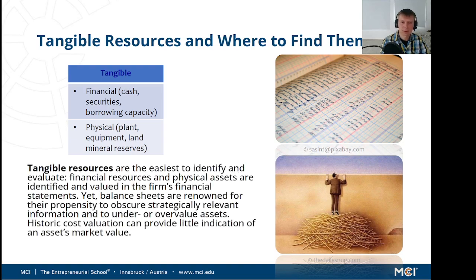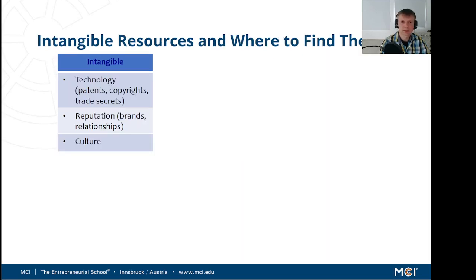So again, here the definition about the tangible resources: easiest to identify and evaluate. And actually, the tangible resources are easy to identify, easy to evaluate, but they don't tell you much about the success of the company. And this is a very interesting point of view, especially for those who come from the capability-based view. The next type of resources, according to Grant and Jordan, are the intangible resources, and these are technology, reputation, culture.